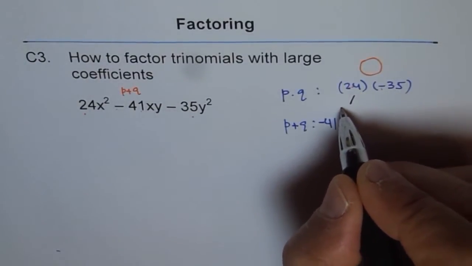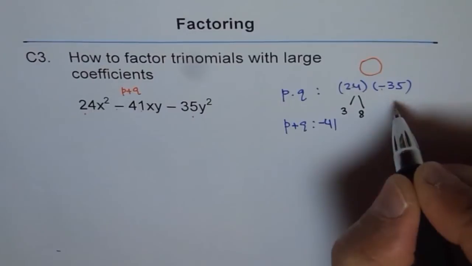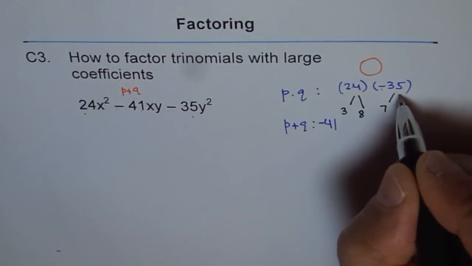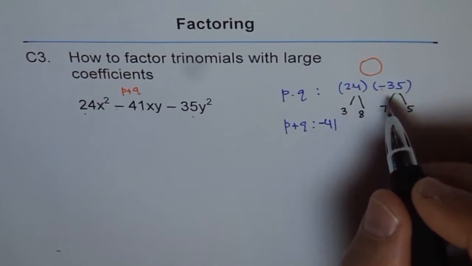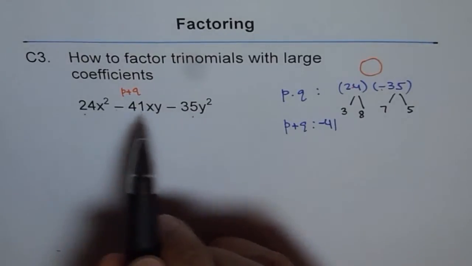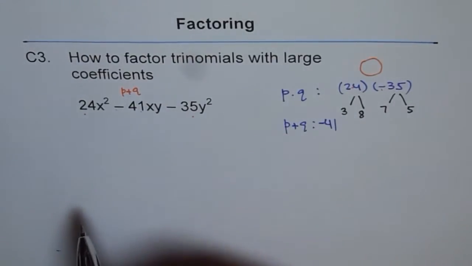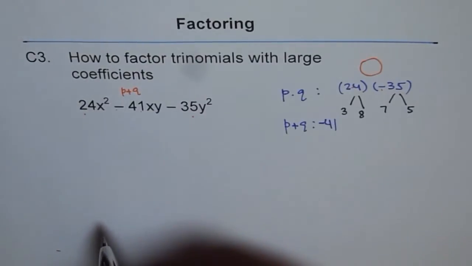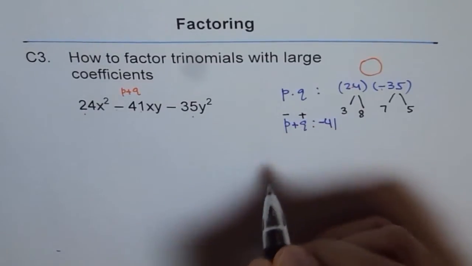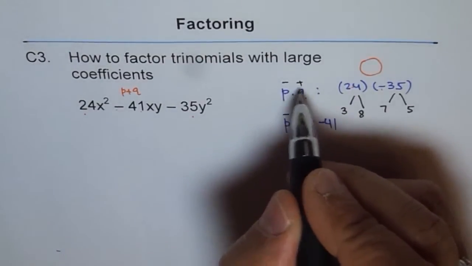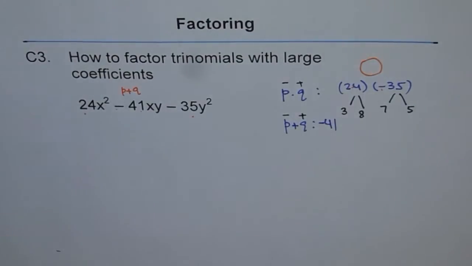So 24 can be written as 3 times 8 and 35 could be written as 7 times 5, correct? We'll take care of sign later. About the sign, we know one thing, that minus means both are different, and this minus means the bigger number is negative. If my P is the bigger number, first number, then P is negative and this is positive. And of course, negative positive will work, right? This is a strategy which I'm sharing with you, which really helps to solve these problems. Let me emphasize this.